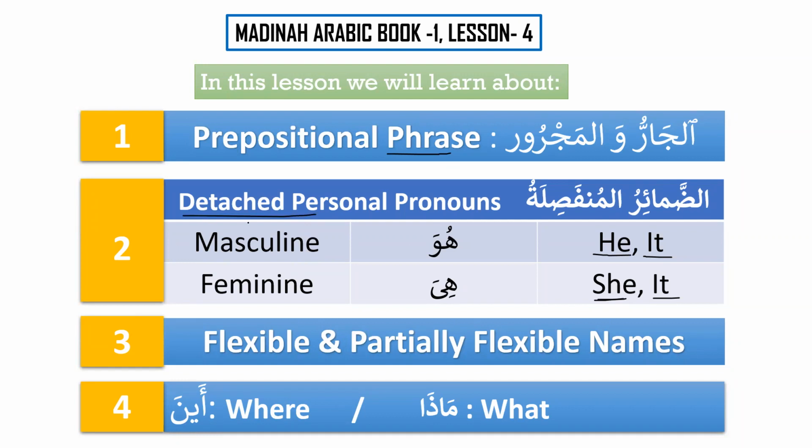And why do we say detached? Because inshallah, when we proceed further, we will learn that there are also pronouns which are attached, but these are detached. And then we will learn about flexible and partially flexible names. And then two asma'ul istifham. These are two nouns that are used to ask a question. One is aina, that means where, and the other is mada, that means what. So these are the things that we will inshallah focus on in this lesson.